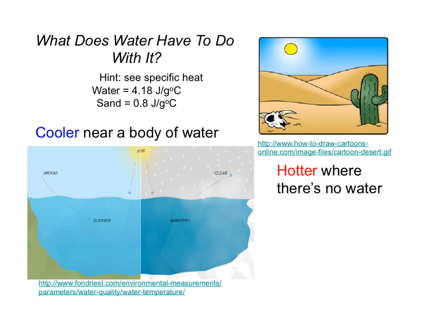In your travels, you've noticed that it's hotter in the desert where there's no water, but cooler near a body of water such as the ocean or lake. Stop the video and answer this question. Here's the answer. It has to do with specific heat.